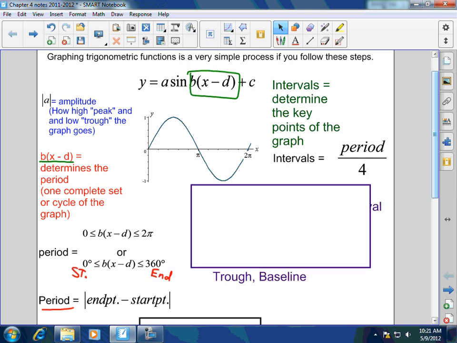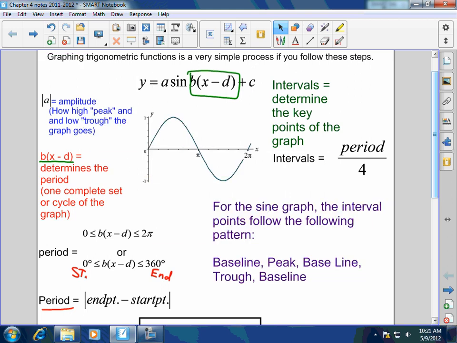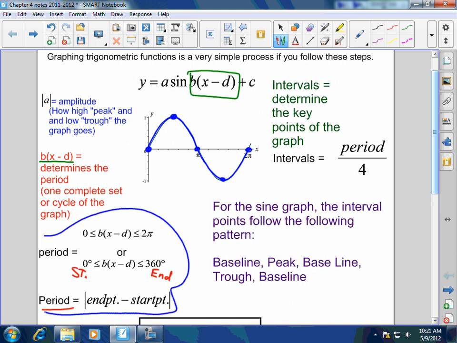And of course, you know by now, hopefully, that the sine graph follows the following pattern. Base, peak, base, trough, base. So the only new thing that you should add to your note cards or your notes in general is this right here. That's the new perfect way to find the period, no matter how complicated it is.